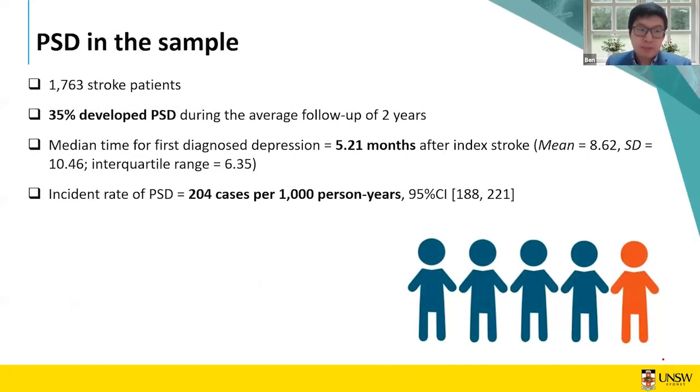So in this sample of stroke patients, about 35% developed PSD during the average follow-up of 2 years. And the median time for the first diagnosed depression is about 5 months, which is consistent with the literature. The incidence rate of PSD is estimated to be about 200 cases per 1,000 person years. So about 1 in 5 stroke patients will develop PSD in a year.